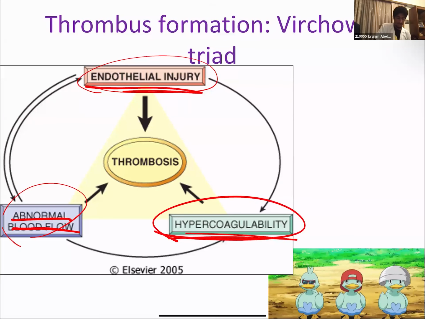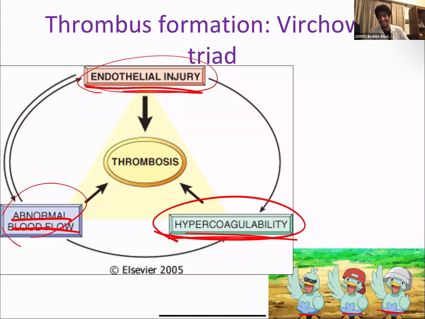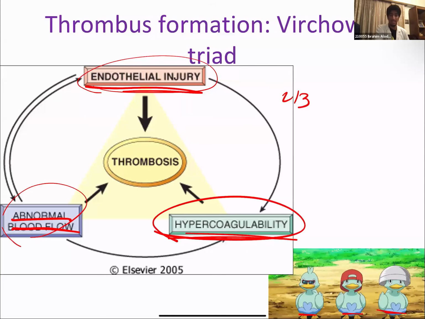Okay, here, this is Virchow's triad over here, these 3. And then usually if a person has 2 out of 3 of these, they're likely going to form a thrombus. That shouldn't be there.